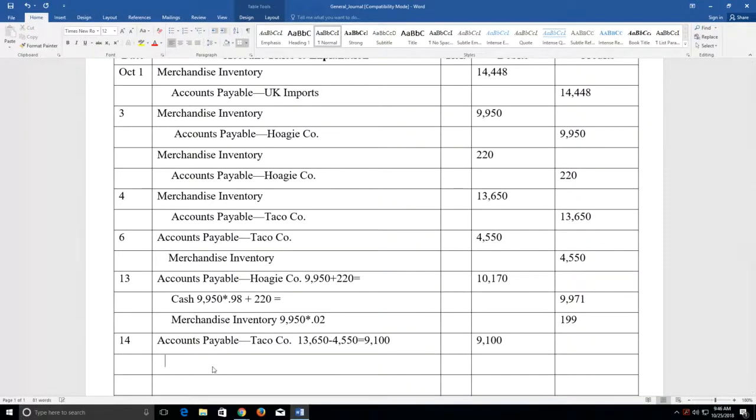Okay, so then our cash, the way we calculate that is, did the Taco Company offer us a discount? They did. They said if we paid them within 10 days, they would give us a 2% discount. We are paying them within 10 days. So it would be the $9,100 times 0.98 because they're giving us a 2% discount. So that would be $89.18.